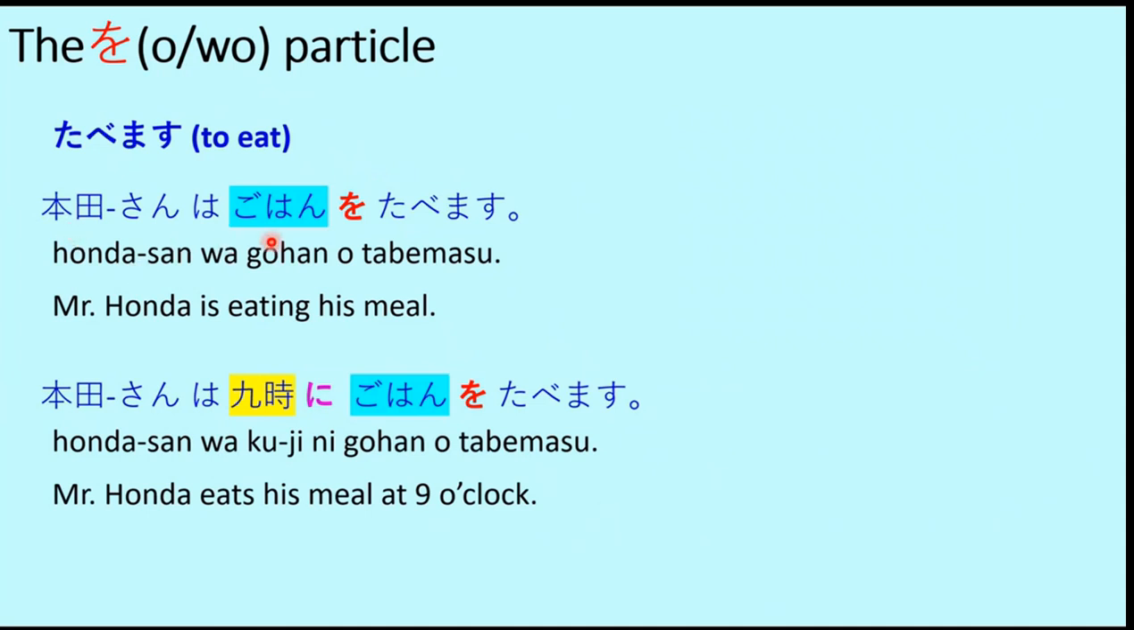So Honda-san wa gohan o tabemasu is simply Mr. Honda is eating his meal, or Mr. Honda eats his meal. But if we add kuji ni, then it gives information about the time of his meal as well. Honda-san wa kuji ni gohan o tabemasu. Mr. Honda eats his meal at 9 o'clock, or 9 p.m., or 9 a.m., whatever.